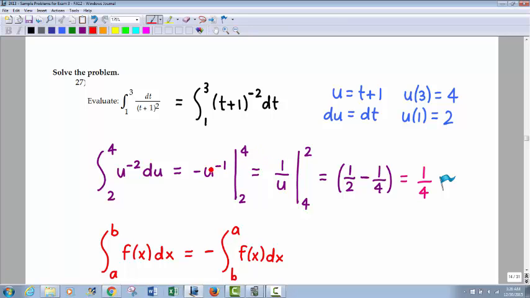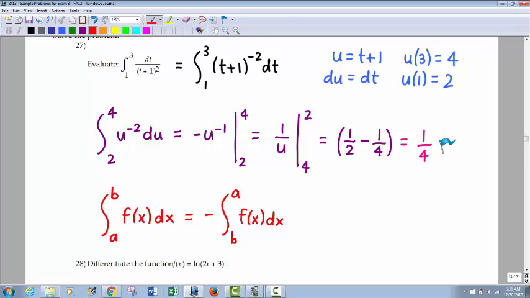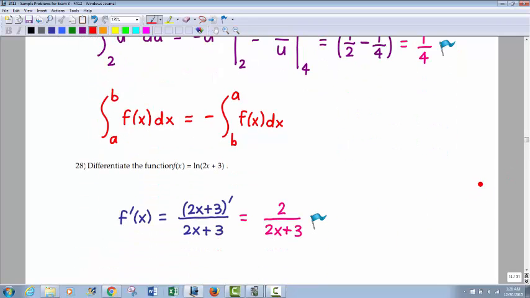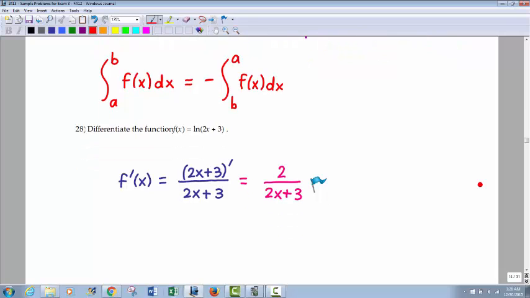All right, so u to the -1 is just 1 over u. So now 2 is on top, 4 is on bottom, so we have 1 over 2 minus 1 over 4 gives us 1/4. So you see I'm just showing that property again down there. One of my personal favorites. Now it looks like we're moving into chapter 5 here. We're starting the logs and exponentials.